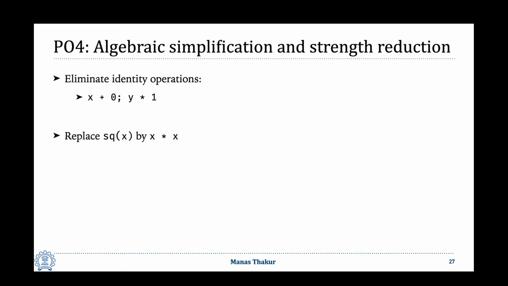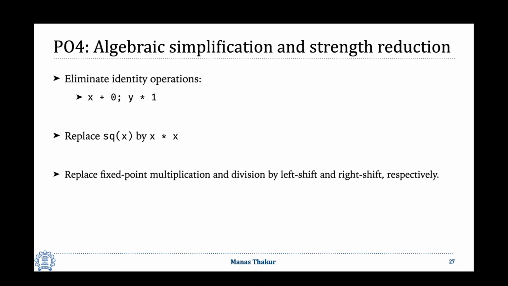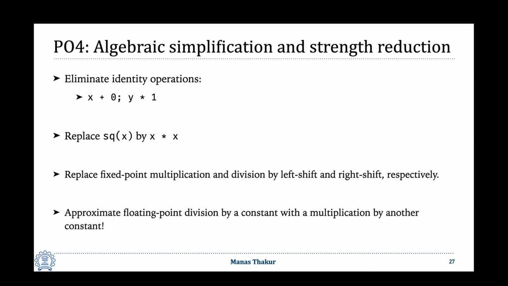If you have a function call, you usually have a power function, right? Power of x comma y. What if you know that y is 2? So you want to do x square basically. If you want to do x square, why do you need a function call? You can directly replace it with x times x, for example, right? Some things like this. Fixed point multiplication and division can be replaced with left shift and right shift if they are faster, as we saw in the previous example as well, and so on.